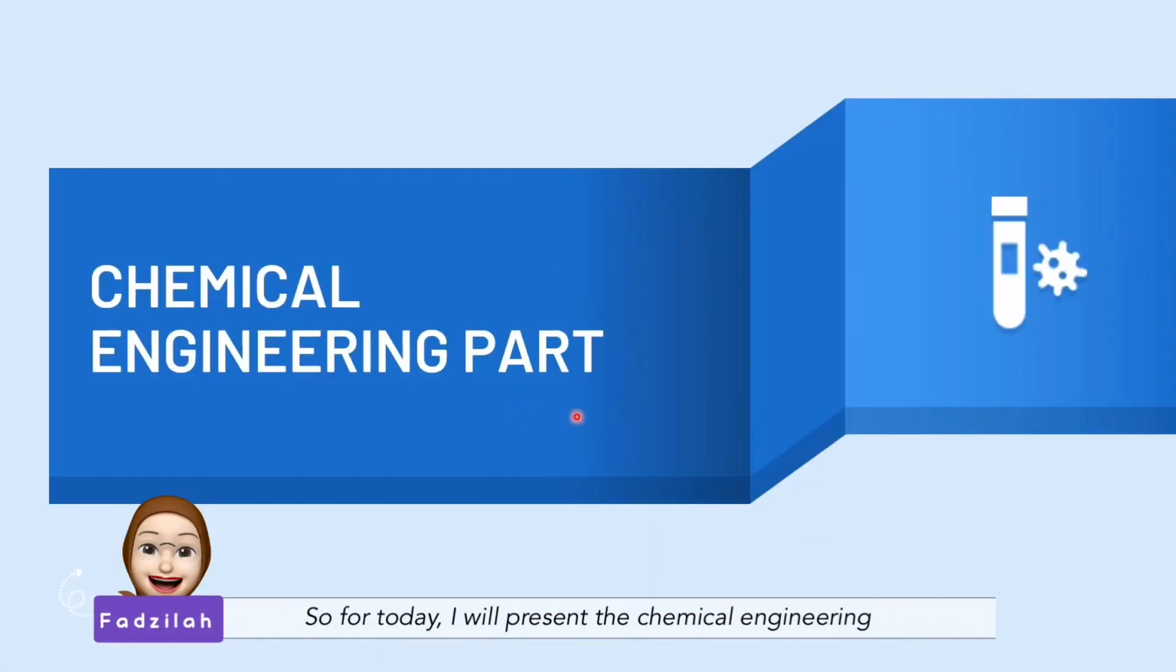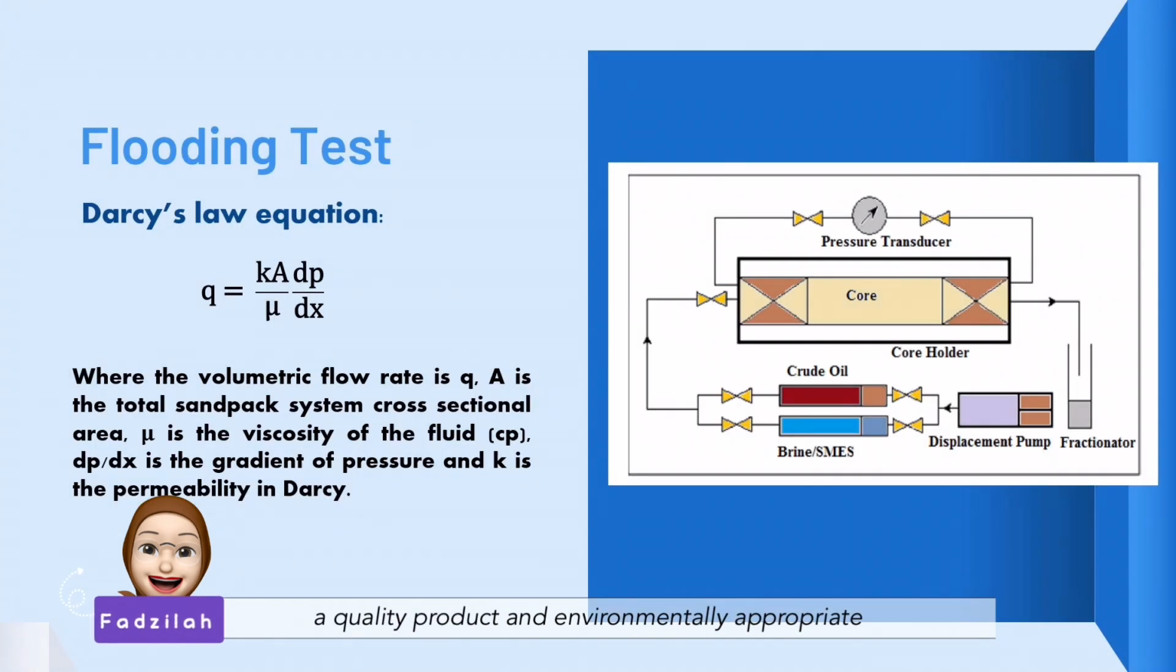So for today, I will present the chemical engineering process equipment and calculations. Since Mai has mentioned before about the alpha sulfonate alkyl ester, alpha SEE surfactant, in this part I have specified the surfactant, which is also alpha SEE, in order to efficiently produce a quality product that is environmentally appropriate.